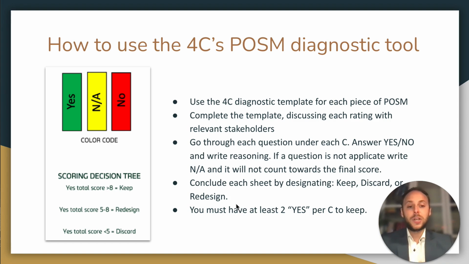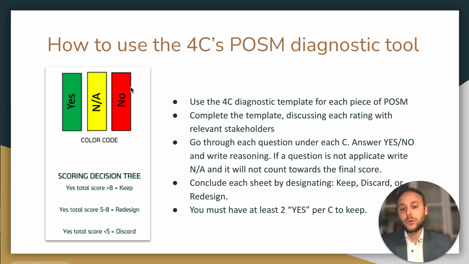If a question is not applicable, write not applicable and it will not count towards the final score of the POSM. Conclude each sheet by designating keep, discard, or redesign the POSM that you have created or an agency may have created. And then an important note is that you must have at least 2 yeses per C to keep the POSM that you have created.